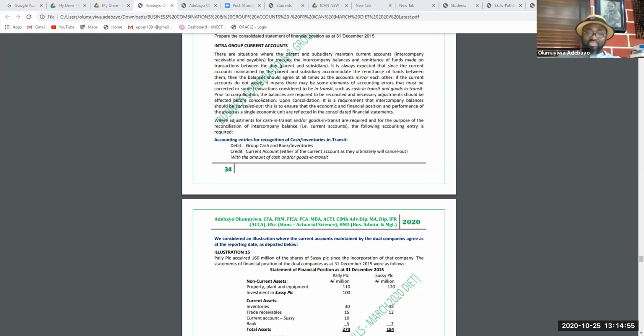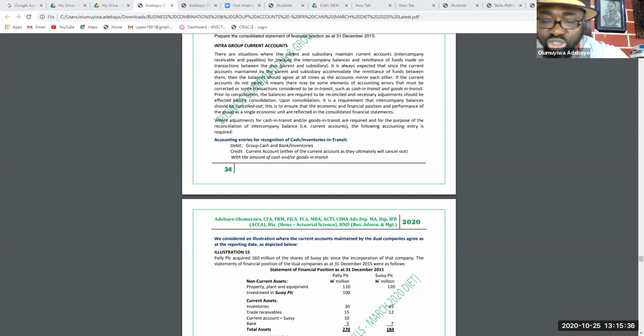And as I've said earlier, transactions between the parent and the subsidiary may result in one party owing the other. The party owing will record a payable in its books, and the party expecting money from the other will record a receivable in its books. On that premise, they constitute an intercompany balance, what some people might summarize as current account balances within the group. But regardless of the name you call it, what matters most is that any balance owed within the group between the parent and subsidiary constitutes an intercompany balance.